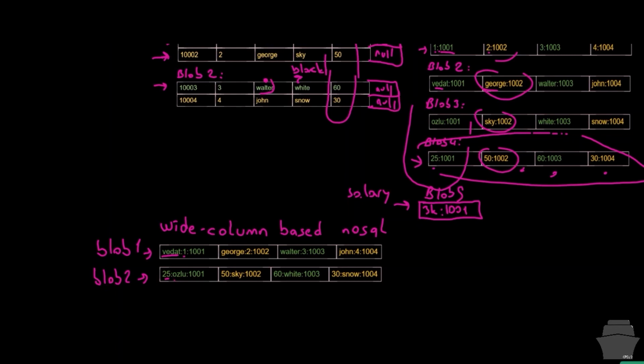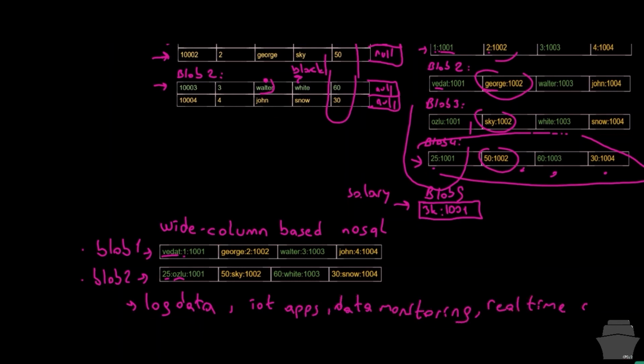It is very useful if your app has fields that are frequently used. We can store the frequently used data in the same blob. We can use this kind of database in data logging or IoT-based apps or data monitoring or in real-time data analysis, because in data analysis, we usually use few fields to work on. Cool. Apache Cassandra or HBase or Google Bigtable are the wide column based databases.